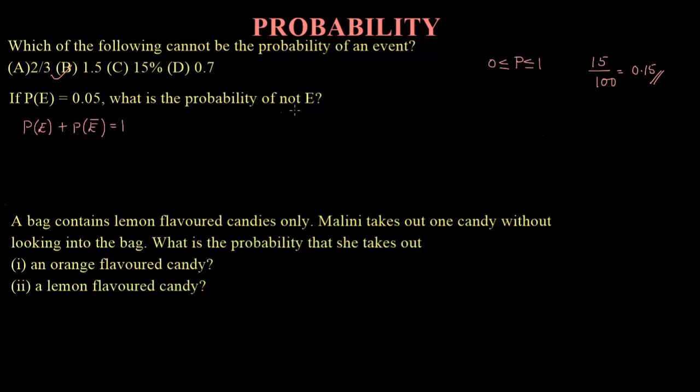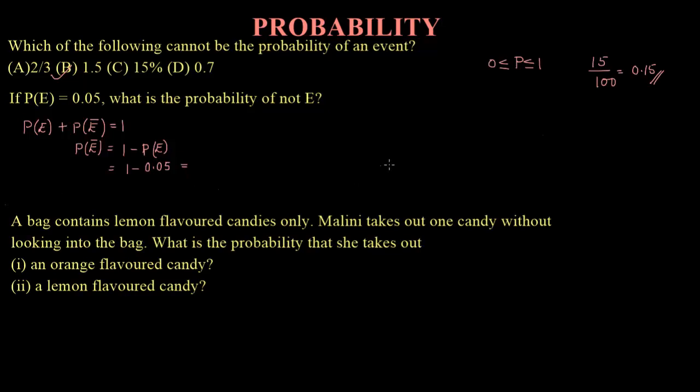So we want to find the probability of not E. Let me keep the probability of not E on the left and bring the probability of the event happening to the right. So plus P of E, after shifting to this side, becomes minus P of E. Right? Then 1 minus, what is P of E they have given in the question? It is 0.05. So you need to subtract this.